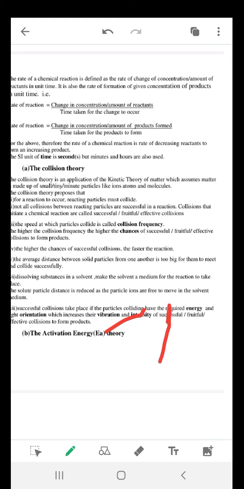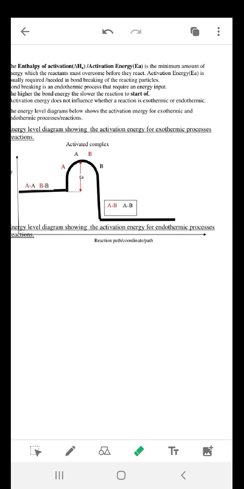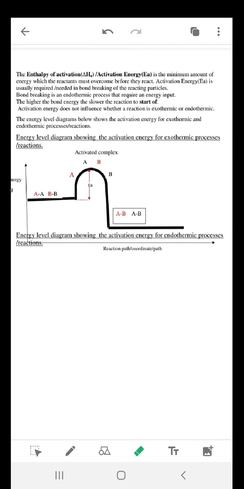What about the activation theory? It's also called the enthalpy of activation, the activation energy or the enthalpy of activation. So we define the activation energy as the minimum amount of energy which the reactants must overcome before they react.